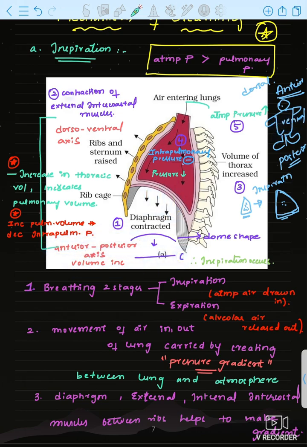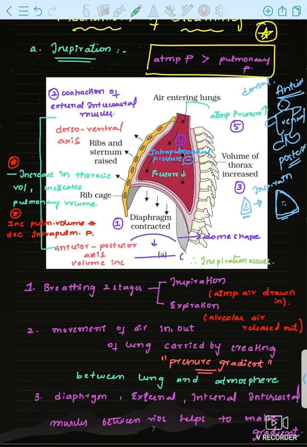Second one is what? Contraction of the external intercostal muscles. What happens? Ribs and sternum are raised. See, it is raising outward. Arrows, see, outward. So the dorso-ventral axis volume will be increased. What happens after that? You only imagine: from the diaphragm, the anterior-posterior axis volume will be increased, and with contraction of the external intercostal muscle, the dorso-ventral axis volume will be increased.